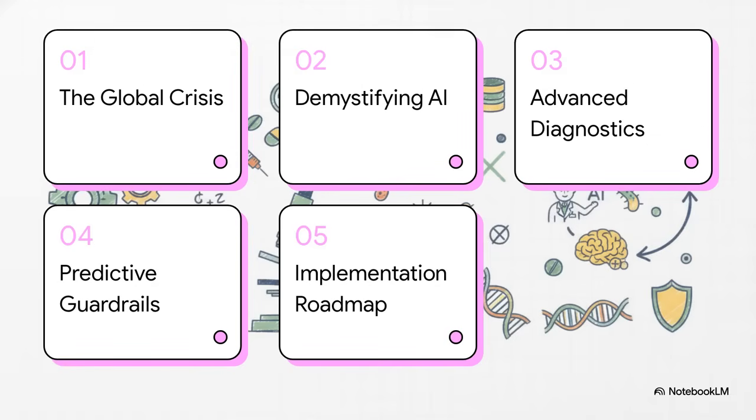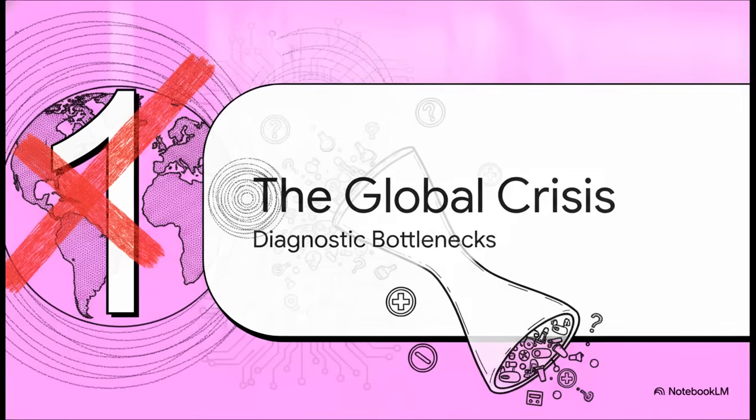To tackle this, today we'll systematically explore 5 key areas. First, the global crisis. Then we'll demystify clinical AI. Look at how it's revolutionizing diagnostics, establish our predictive versus generative guardrails, and finally, outline a practical implementation roadmap for your ICUs. So, let's begin with part 1, the global crisis, and specifically the severe diagnostic bottlenecks we're facing.